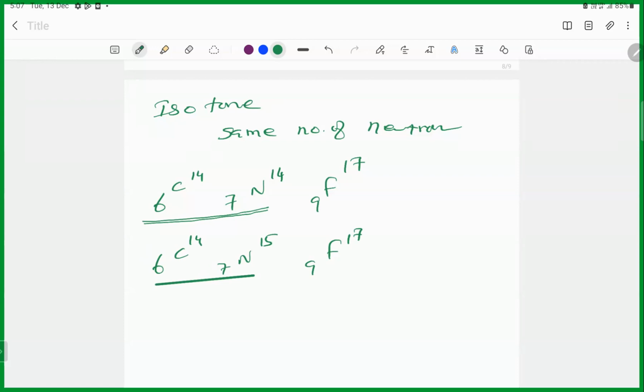Okay, so you calculate the number of neutrons in all the cases. Sir, the difference is the same even in the third one, so it is also an isotone, sir. The fluorine here, fully. Yes, sir, because the difference is 8, 8, 8, 8 and 8. So the number of neutrons is the same. That's why it is an isotone. Is it clear? Yes, sir.